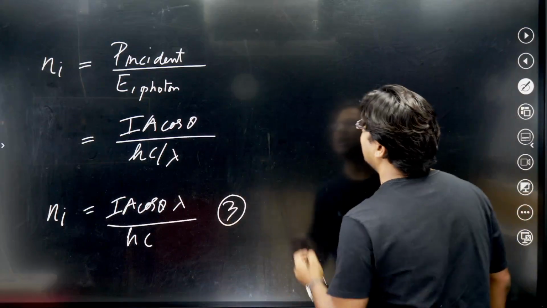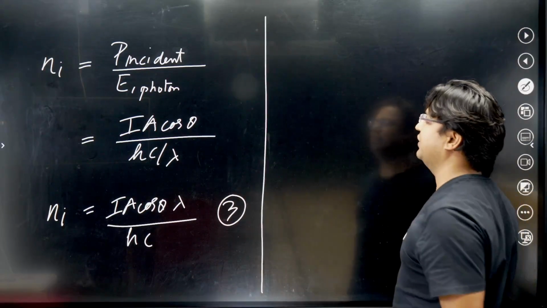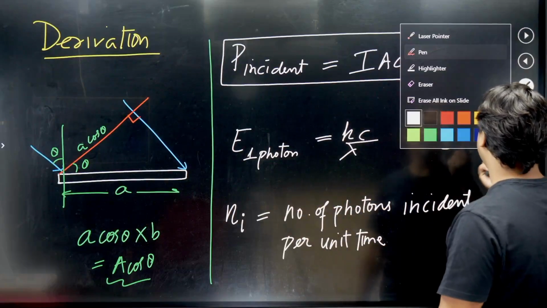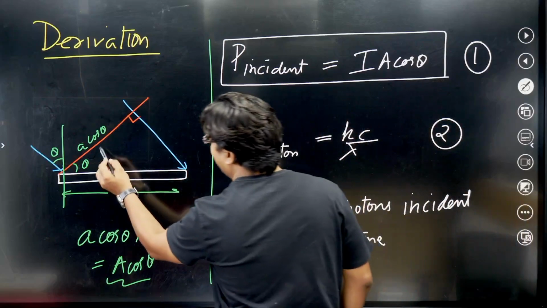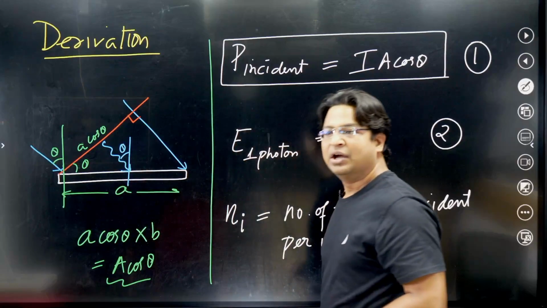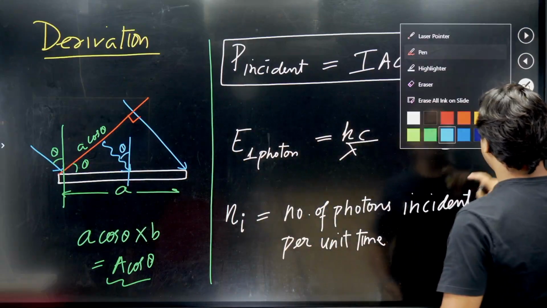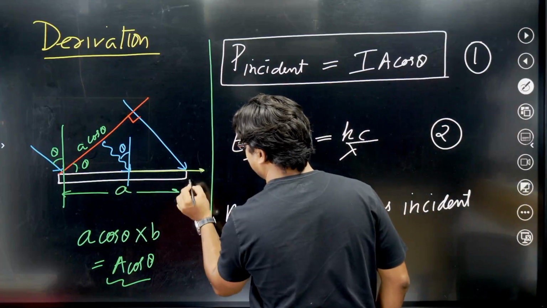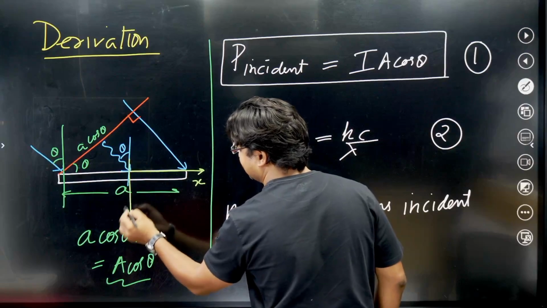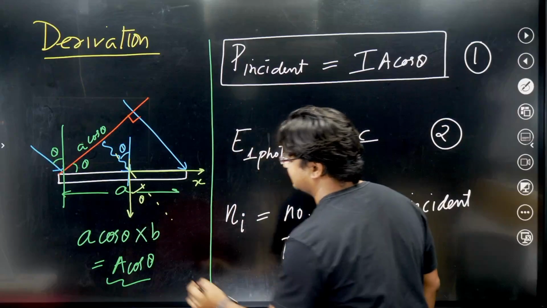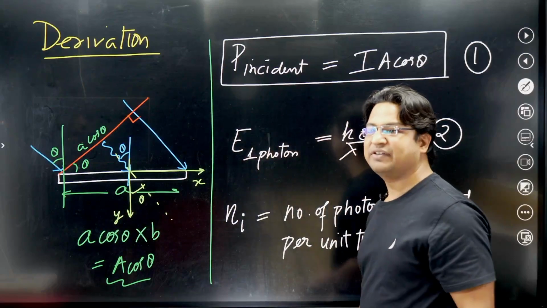Now that's the number of photons. Very well. Now let's come back to this figure and let me talk about any one photon. One photon is coming like this and it is striking the plate at an angle theta. Let me choose the x-axis like this and the y-axis like this. So the photon is coming at an angle theta with the y-axis. I have chosen the x and y-axis.